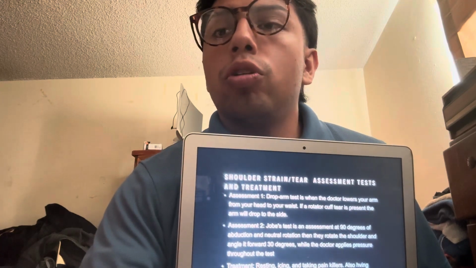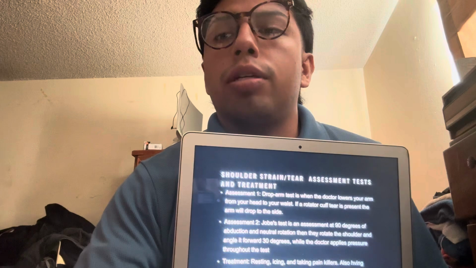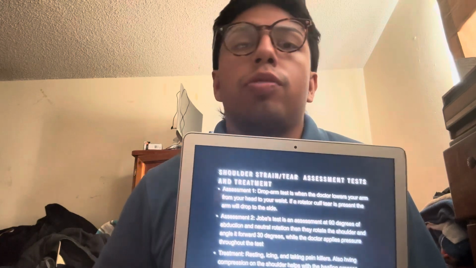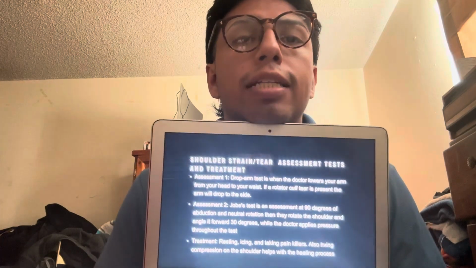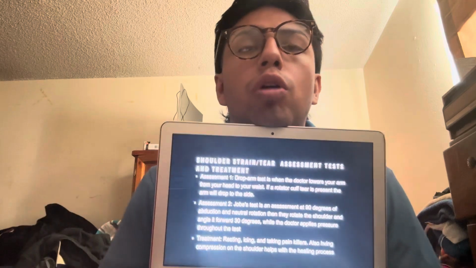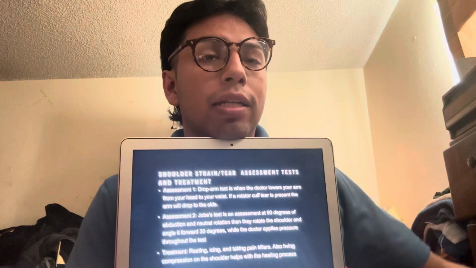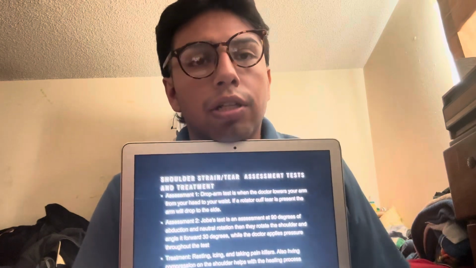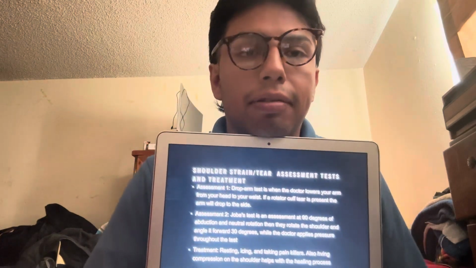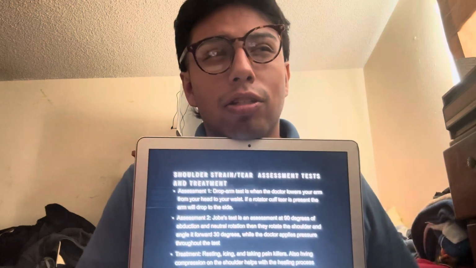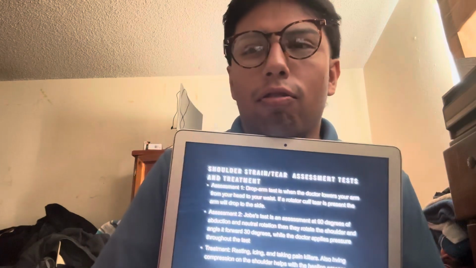So, shoulder strain/tear assessment tests and treatment. There's two assessments for a shoulder strain/tear. The first one would be a drop arm test. That's when a doctor holds your arm up and lets it drop, and you'll have to tell them if it actually hurts or not. And that usually determines if there's an injury in the rotator cuff.